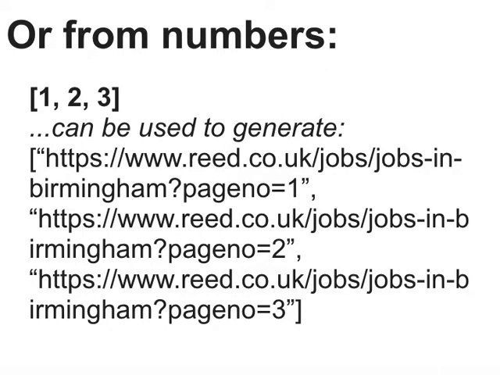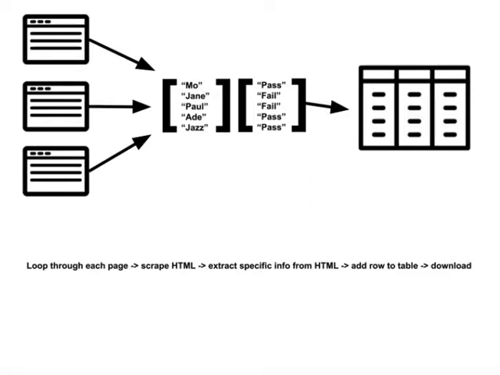And the third example is when you might have a list of numbers and use that list of numbers to generate URLs for different page numbers, or indeed they might be ID codes which go up by one each time, and you might generate a list of those to scrape pages for each ID number. When you have a list like this, what happens with the scraper is that you then create some code to extract information from those URLs, and you run that code for as many times as there are items in a list. This diagram shows you that process in practice.